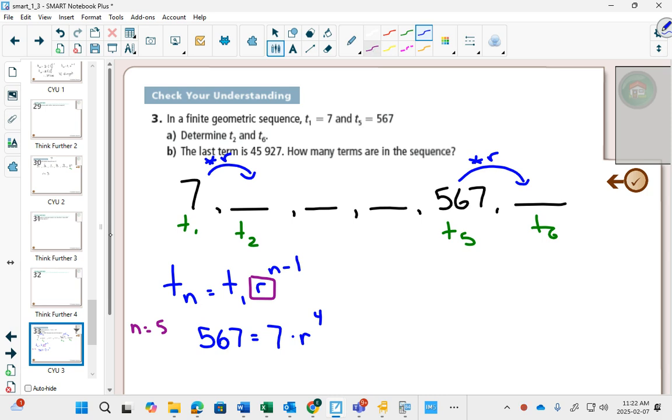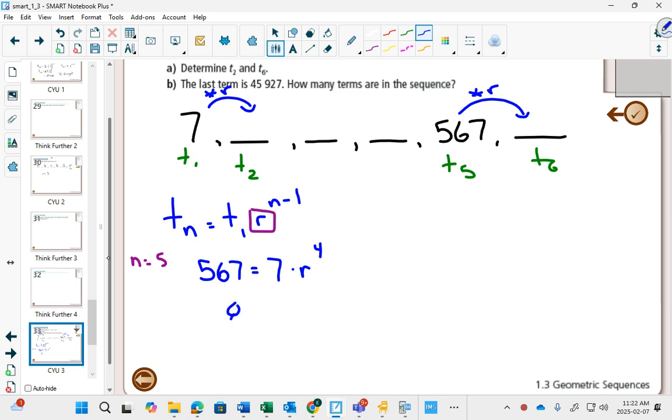Well, I'm going to divide both sides by 7, so I take out my calculator. I divide both sides by 7. I get 81 equals R to the 4. What do we do to get rid of that 4? We fourth root both sides. Fourth root this side, fourth root this side. That will give us R by itself.